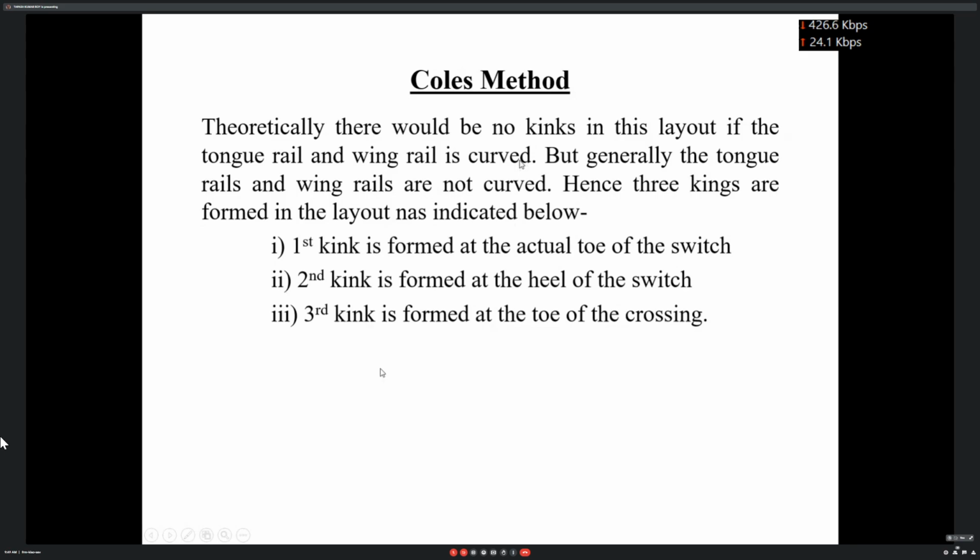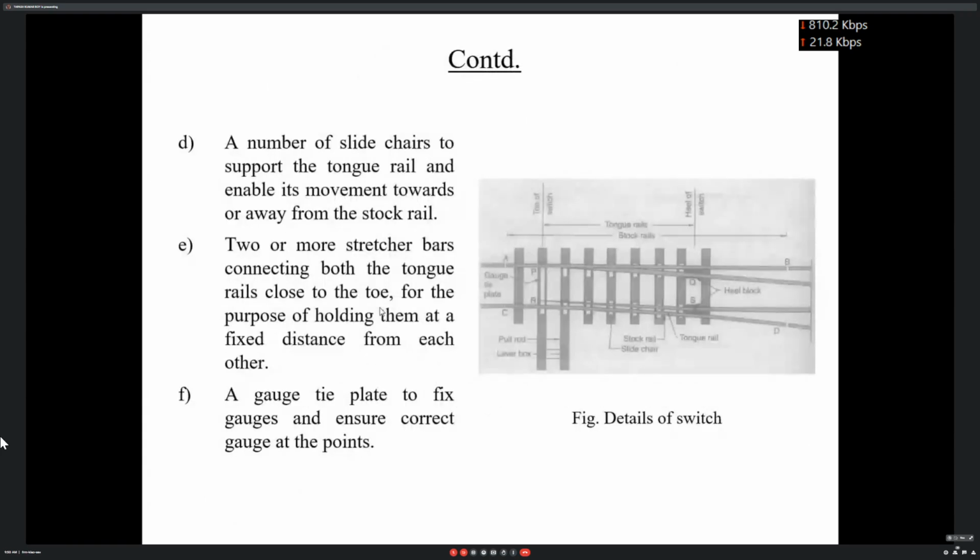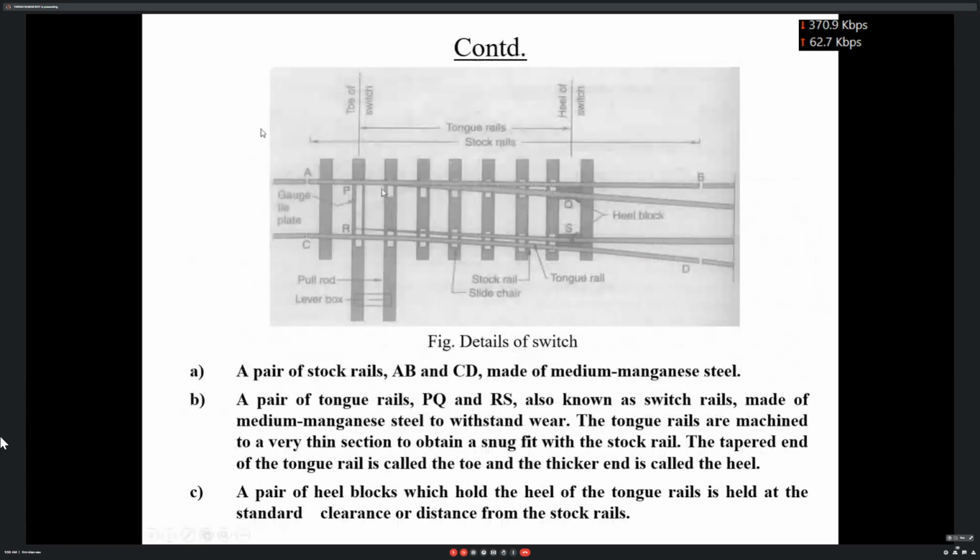First of all, we will discuss the Coles method. In the Coles method, there are three concepts on which this track will be designed. Kink. Kink means twist. This is the tongue rail. When you pull it by means of the stretcher bar, then at different locations different stresses are generated. These stresses or twist are known as kink. We'll discuss it.